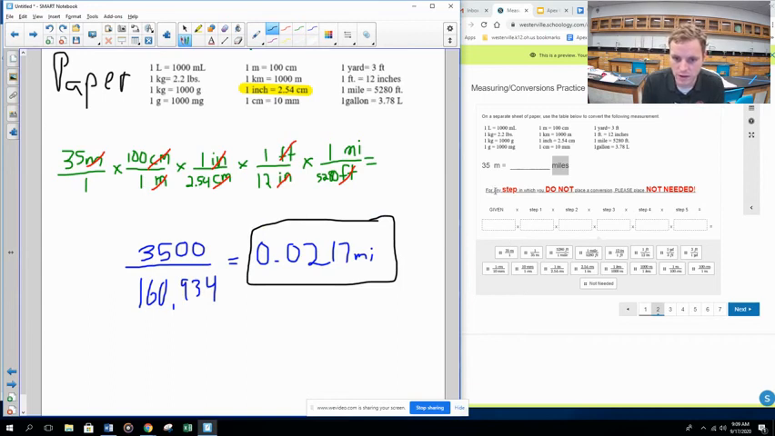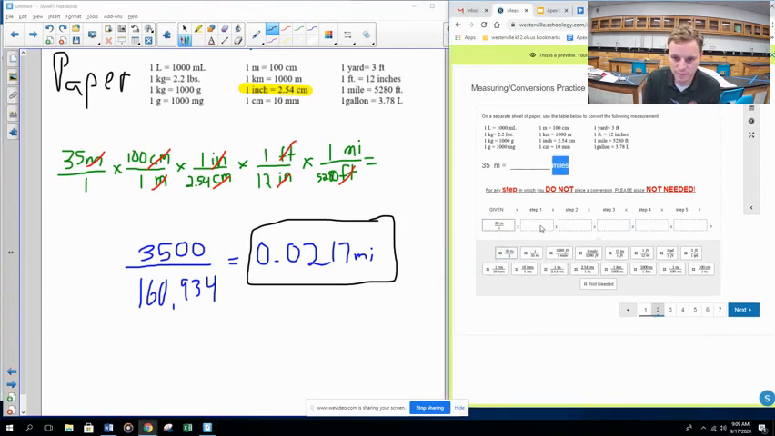So it says, for any step in which you do not place a conversion, please place not needed. So I'm going to basically put all my steps in here. My given, that was 35 over 1 meters. Step 1 was 100 centimeters over 1 meter. Step 2 was 1 inch over 2.54 centimeters. Then I got 1 foot over 12 inches. Then I have 1 mile over 5,280 feet. And then I was done. There weren't any steps after that.